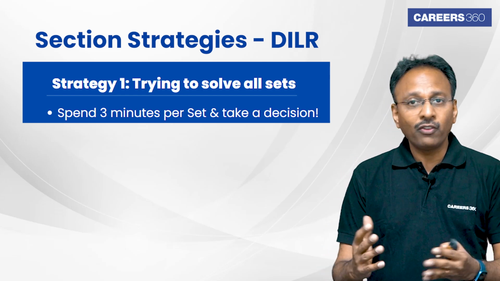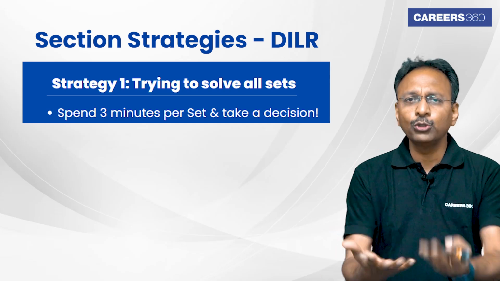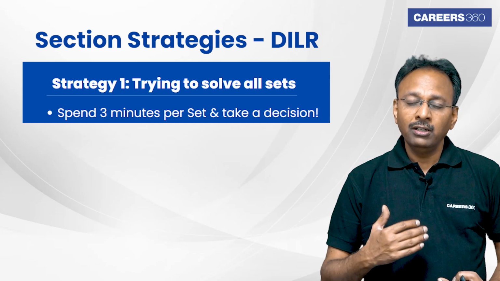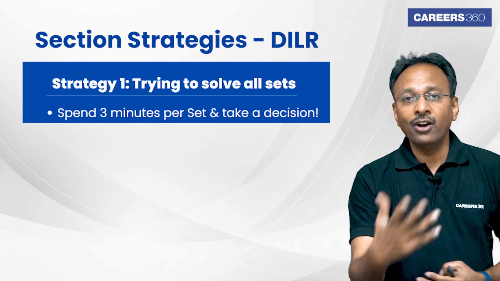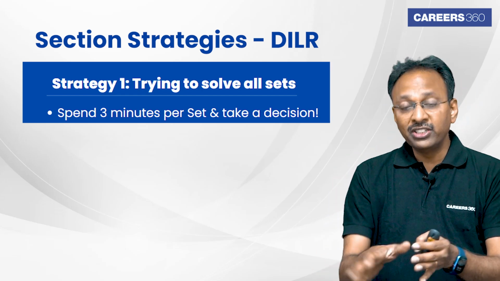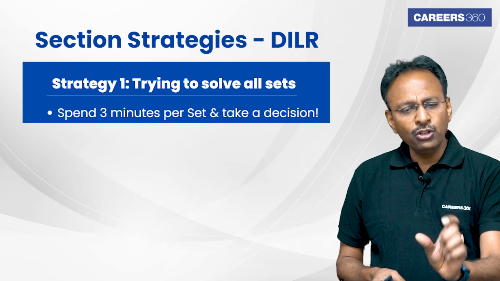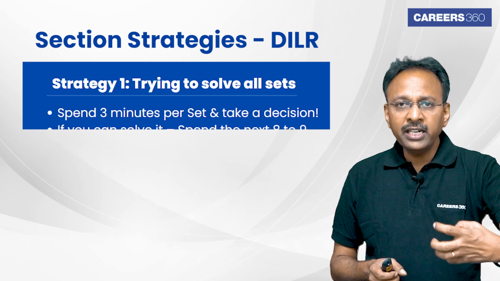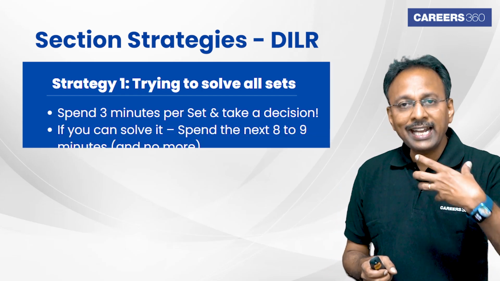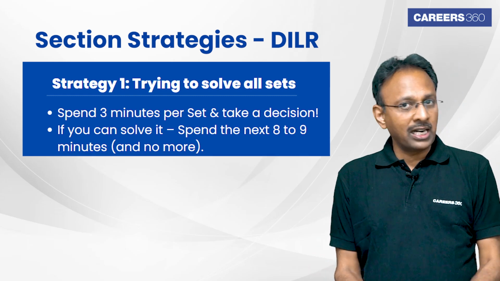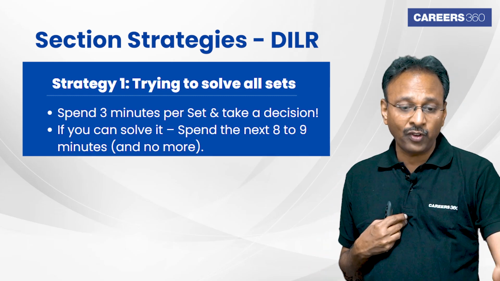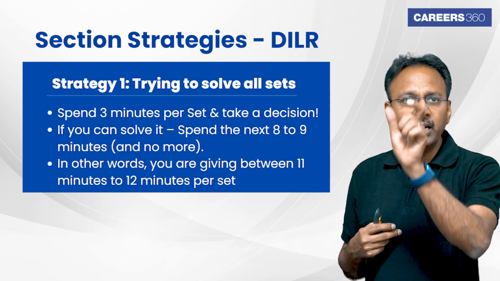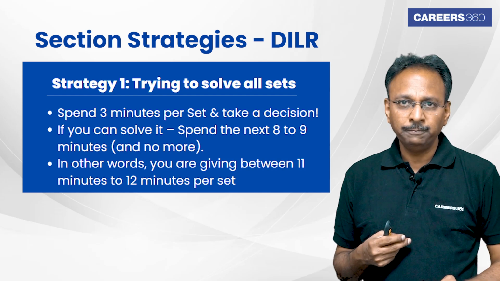But if it is straightforward, and there will be quite a lot of straightforward sets, at least 2 which will be very straightforward in the CAT 2024, and I'm going ahead and betting on that, you know that you can do the set. But when you're picking up that set also, you'll spend another 9 minutes for that. In other words, first 3 minutes to read it and then take a decision whether you can solve it or you can't solve it. If you think that it is familiar and not very complex, you will spend the next 8-9 minutes. That's about 12 minutes per set, 11 to 12 minutes.